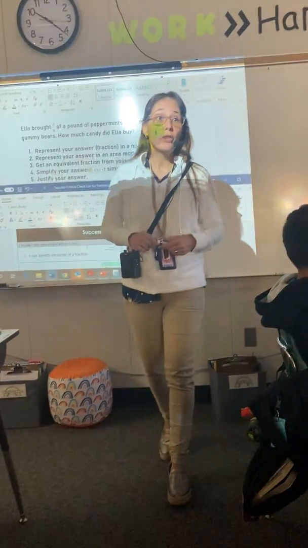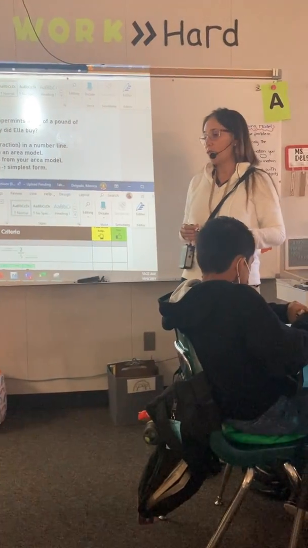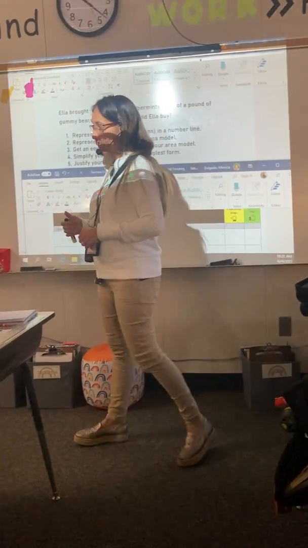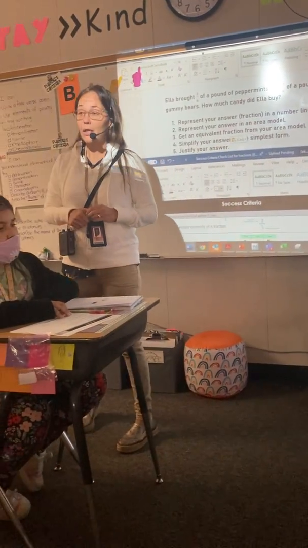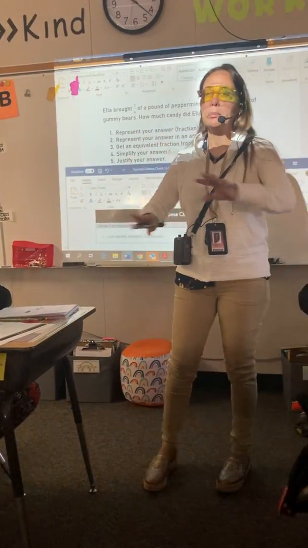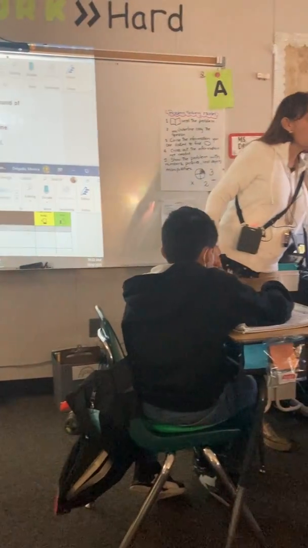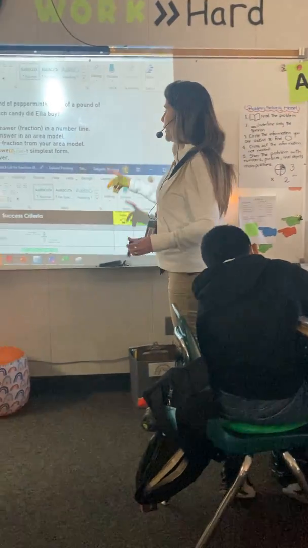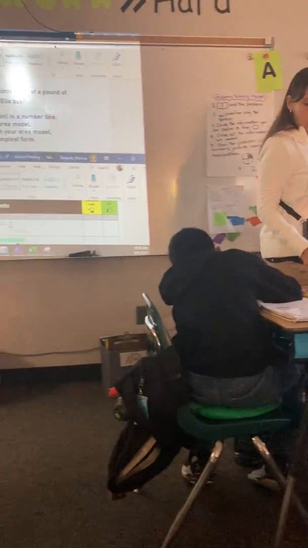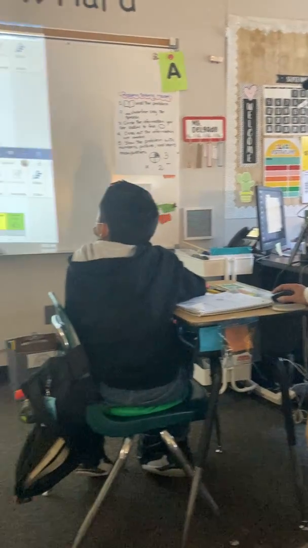So what you have on your table is a success criteria tool that we are going to be using today. And I'm going to model how to use it. You are going to be doing a word problem where you are going to apply everything we have learned so far. In the last unit, we have been learning about fractions. Unit three is about adding and subtracting fractions.